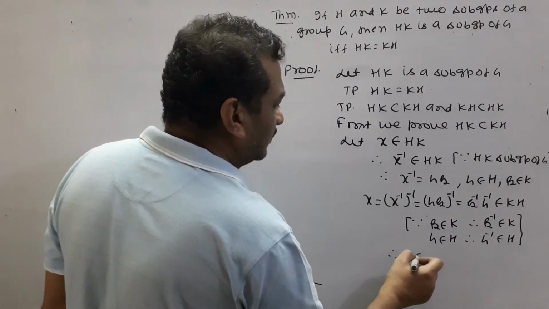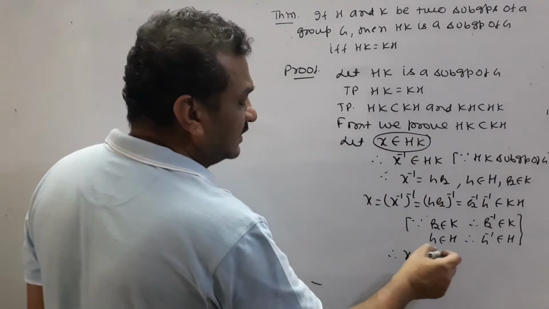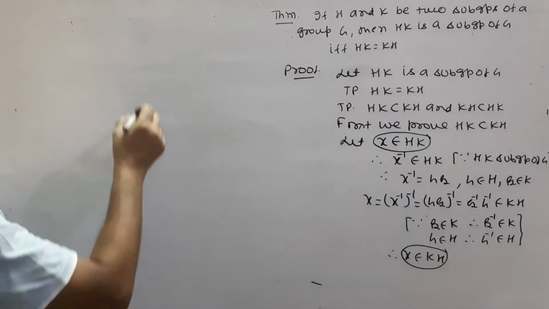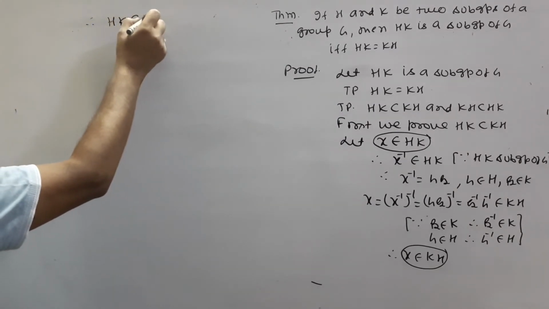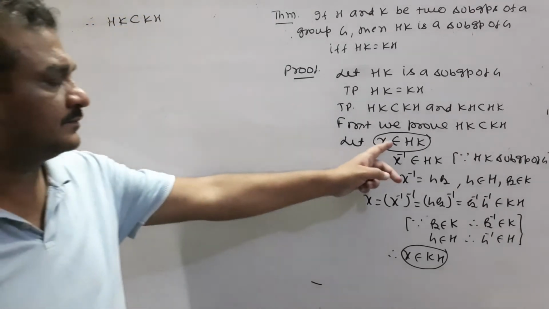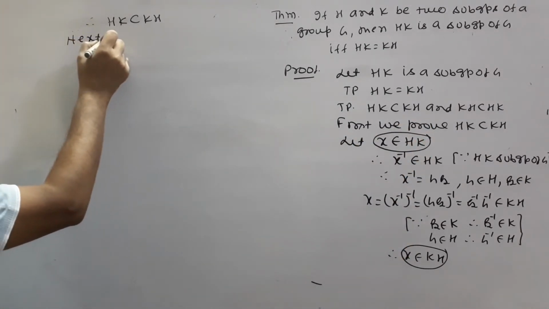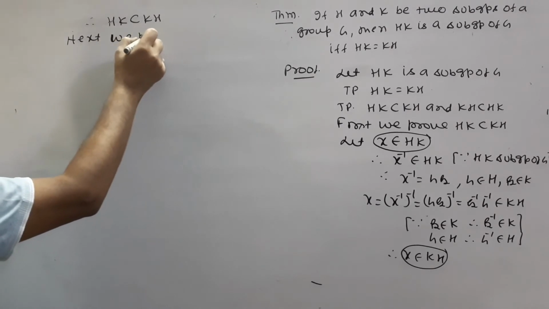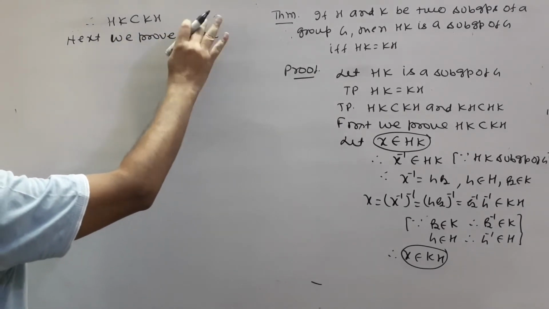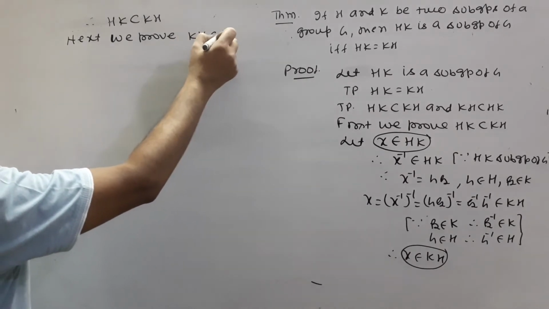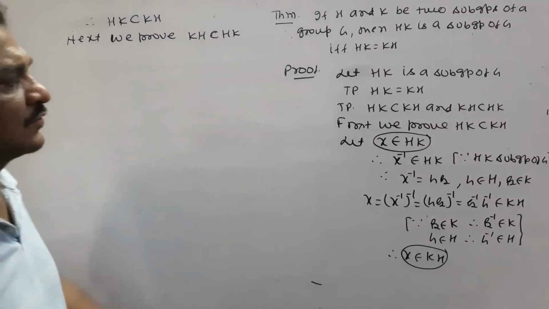So x belongs to KH. First x belongs to H, then belongs to KH. So HK is a subset of KH. Okay. Next we prove KH is a subset of HK.